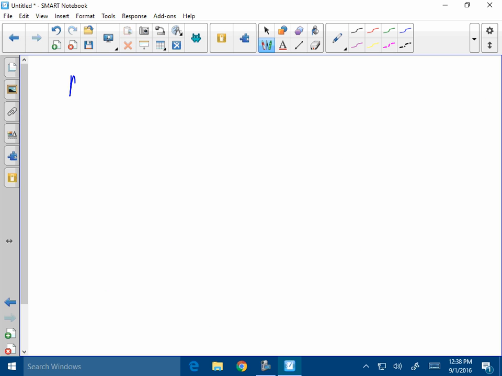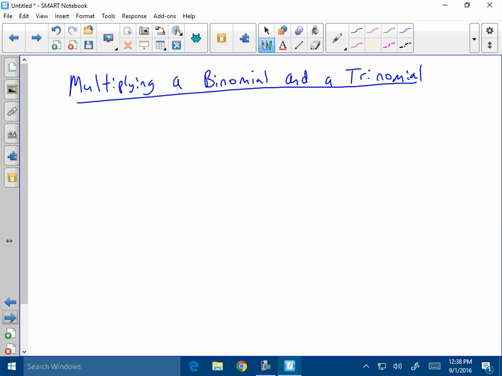Okay, so let's take a look at multiplying a binomial, so two terms, and a trinomial, which is three. So what if I want to do two terms times three terms? Here's my first example. I want to multiply x plus 3 times x squared minus 4x plus 4. Two terms times three terms.